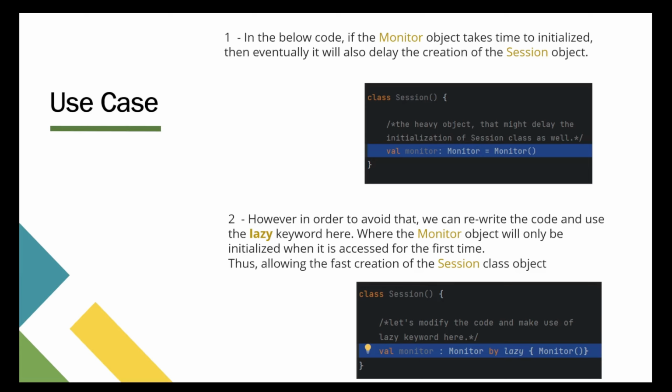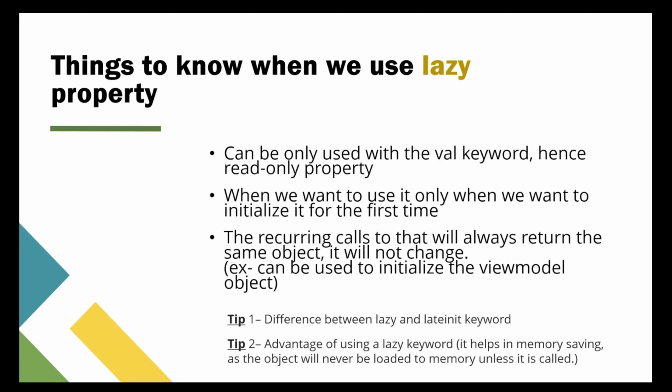Because I've made use of the by lazy keyword, whenever I call the monitor object for the first time, only then will it be initialized. So there are things that we should know when we use the lazy property. It can be used only with the val keyword, of course. As I mentioned earlier for the lateinit keyword, it can be used with the var keyword because it has to be mutable, it will be modified. But in case of lazy, the value is not going to be modified. It will remain constant. That means it will be a read-only property.